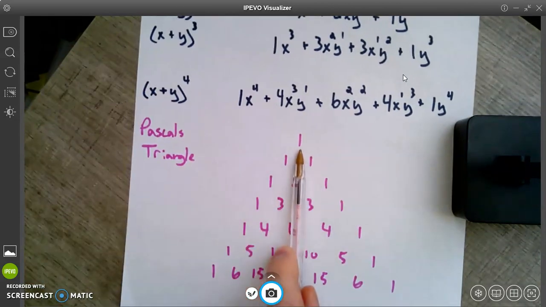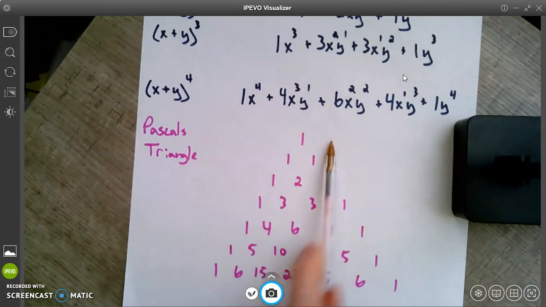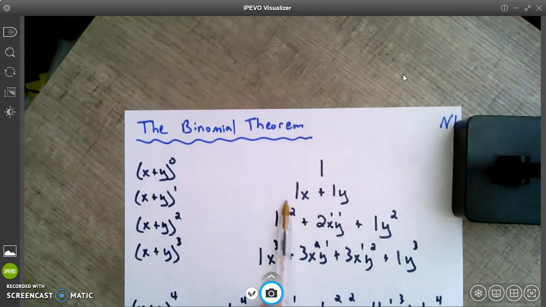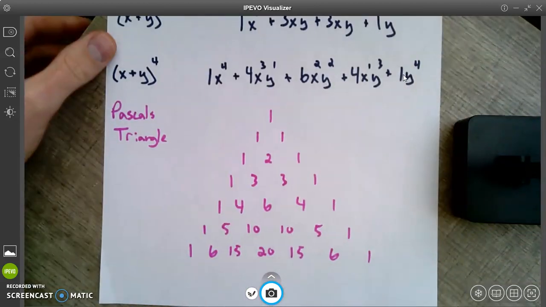Okay, remember, we got this one from raising it to the 0 power. So I call this the 0th row. We got these two from raising it to the first power. So I call this the first row, second row, third row, so on and so forth. So when I reference rows, you guys know what I'm talking about.